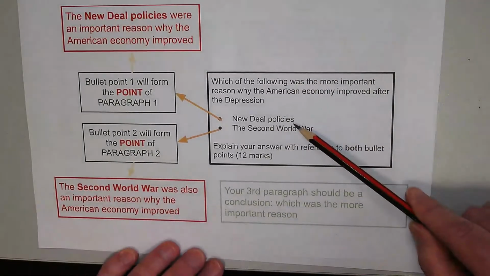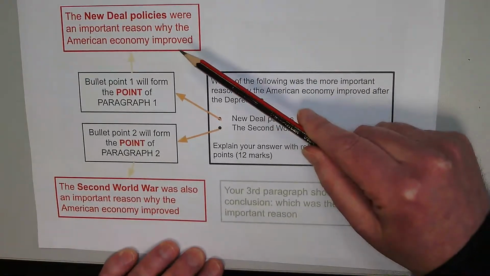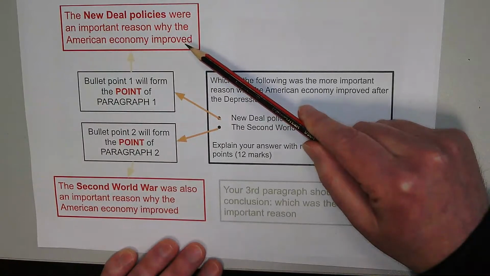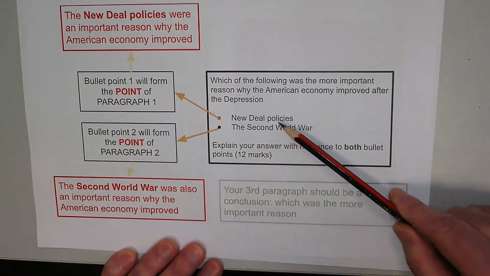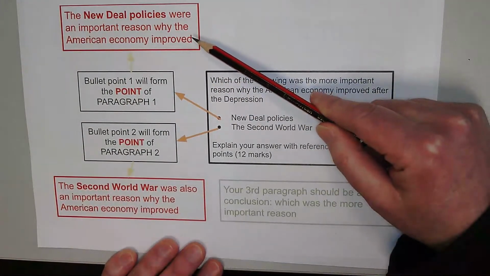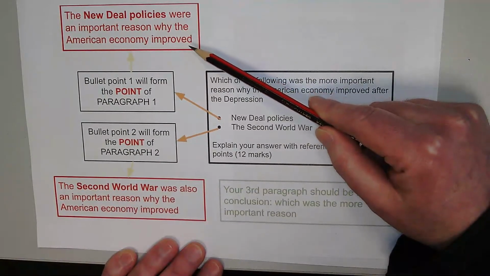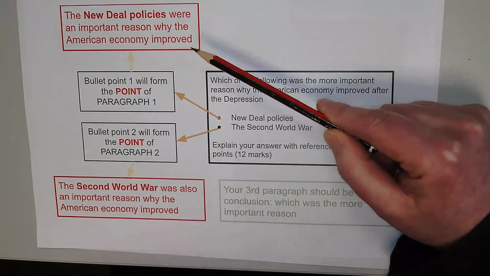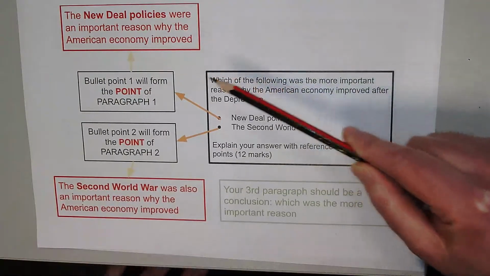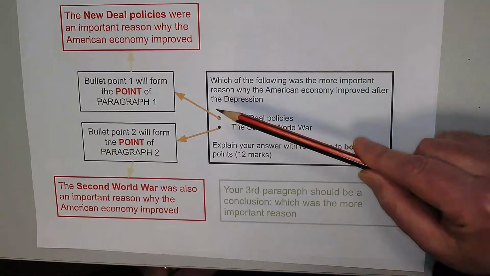So the first paragraph should match up with what the first bullet point is. Your point, which I've marked in red here, is that the New Deal policies were an important reason why the economy improved. Then your next job is to find the evidence to be able to do that.